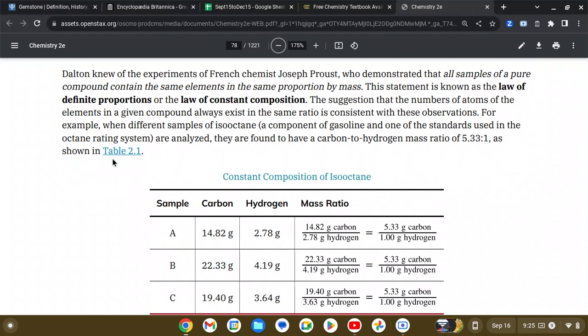For example, when different samples of isooctane, a component of gasoline and one of the standards used in the octane rating system, are analyzed, they are found to have a carbon to hydrogen mass ratio of 5.33 to 1, as shown in that table.